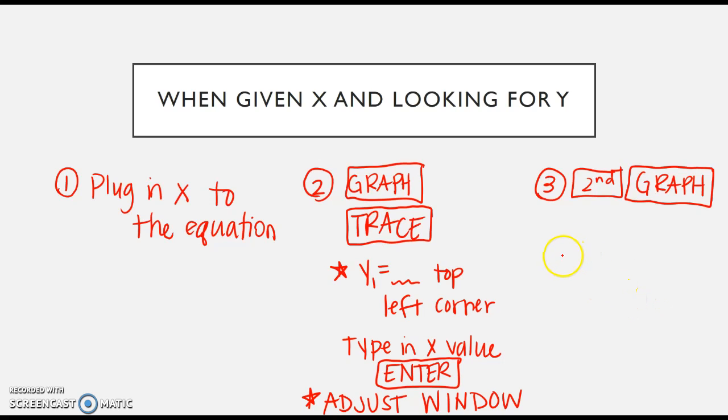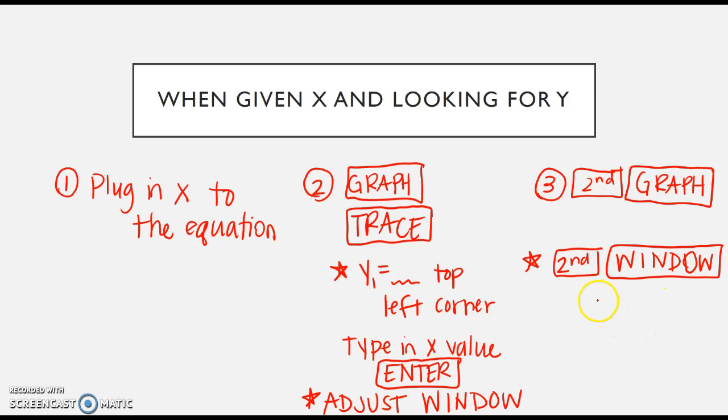And that's by going to second window, right? And you don't have to do this. This is just if you need to. Second window, and that's going to take you to your table set. In the very top line, you type in whatever you want it to start at. It'll say your starting point for your table, and you type in 35 or 45, whatever number you're looking for. Then you go back to second graph, and it's going to adjust your table to start where you want it to.